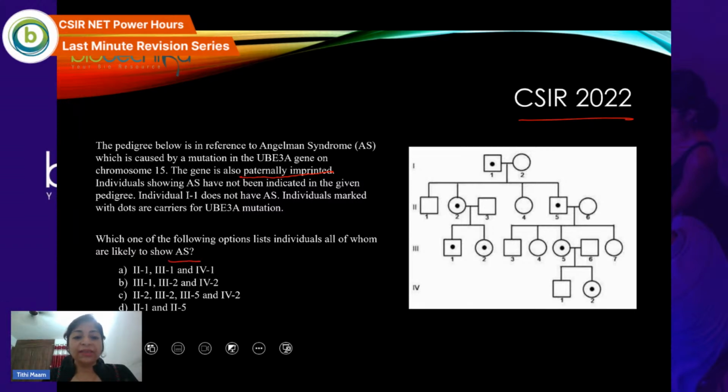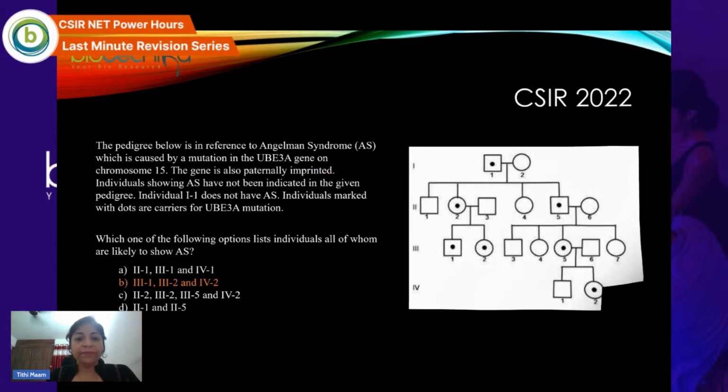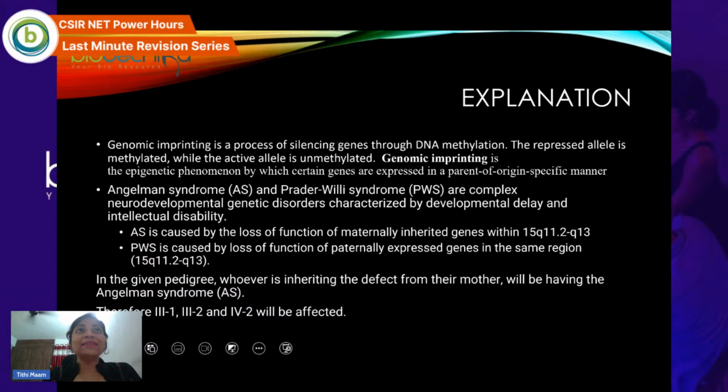Now in this one, there are two things that you have to know. One is what this paternally imprinted means. Paternally imprinted is coming from a phenomenon called genomic imprinting. Now what is genomic imprinting? Genomic imprinting is an epigenetic process where a gene is silenced through DNA methylation. So a particular segment of a gene or a particular gene will be methylated, and it's like adding a tag. If it is methylated, the gene will be silent.